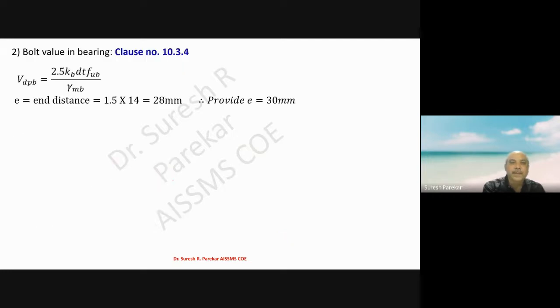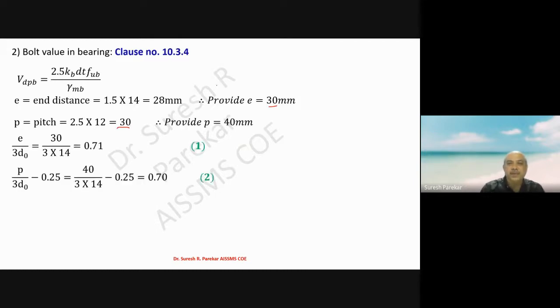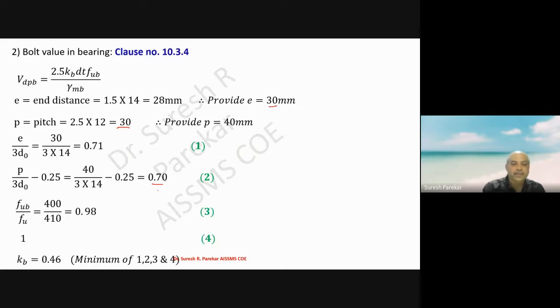If we go to bearing, then we have already the end distance e, which we are providing as 30 millimeters. The pitch p we require actually as 30, but we are going to provide it as 40 millimeter. So why are we providing 40? If we provide 30, then this value will be less, and the value of the bolt in bearing will be less. If you increase it by 10 mm, then automatically the value of kb will be more, and then automatically Vdpb will be more. So we have kb, and this value is actually 0.7.